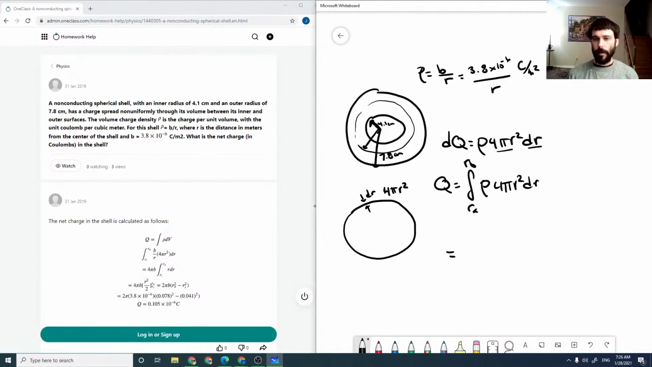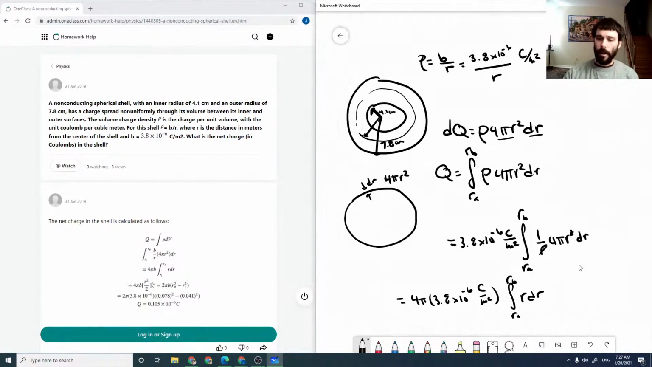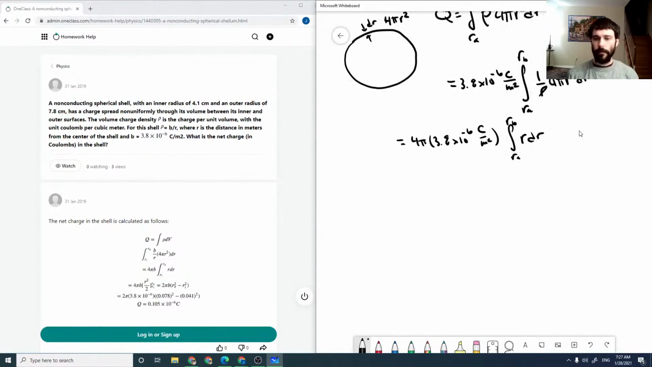And now our rho actually depends on distance, so that's 3.8 times 10 to the minus 6 coulombs per meter squared, integral Ra to Rb of 1 over r times 4 pi r squared dr. So we can bring out our 4 pi, and then cancel one of the r's, so it's the integral from Ra to Rb of r dr. And now our integral rules: we just raise the power by 1 and then divide by the factor. So r squared over 2 from Ra to Rb.